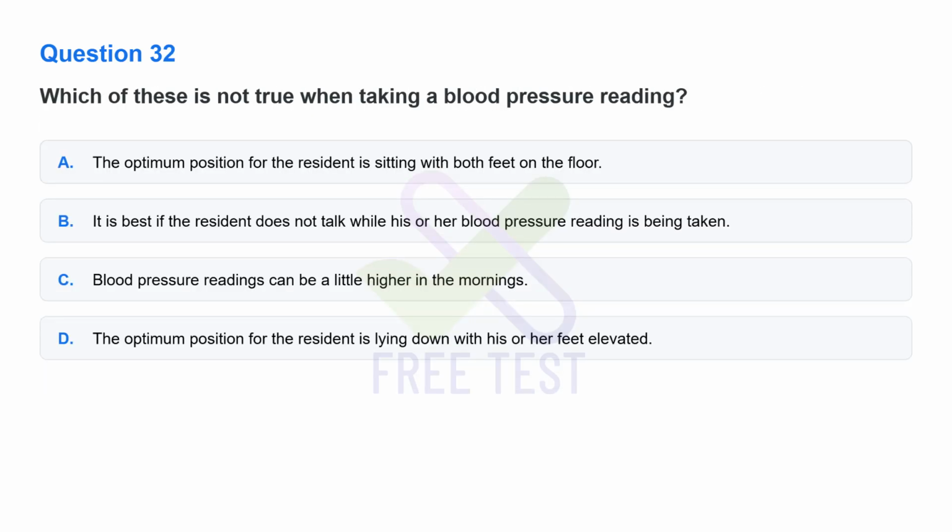Which of these is not true when taking a blood pressure reading? A. The optimum position for the resident is sitting with both feet on the floor. B. It is best if the resident does not talk while his or her blood pressure reading is being taken. C. Blood pressure readings can be a little higher in the mornings. D. The optimum position for the resident is lying down with his or her feet elevated.